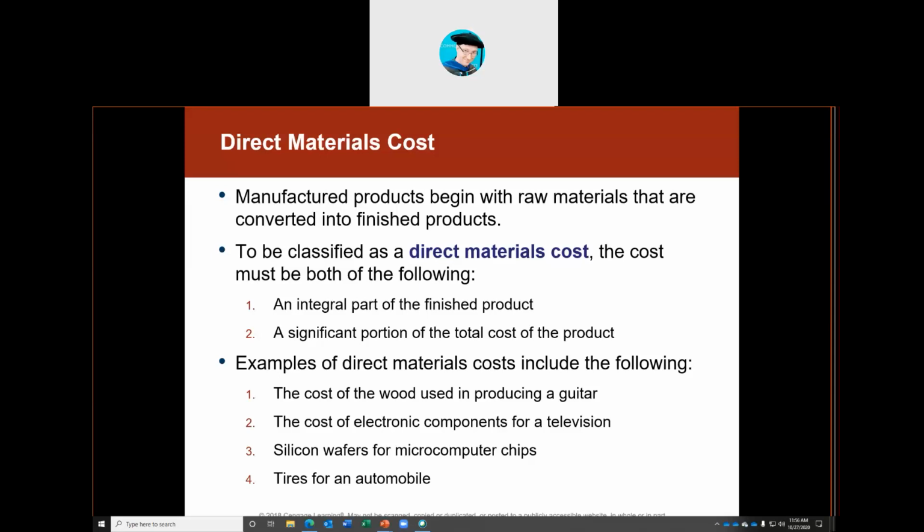Other examples of direct materials costs include things like the cost of the wood used in producing, the cost of the electric components for a television, the microchips for a computer, tires of an automobile. These are examples of direct materials, right? The idea that you need to remember is direct materials must include things that make up most of that product. And they need to be important for creating that product.